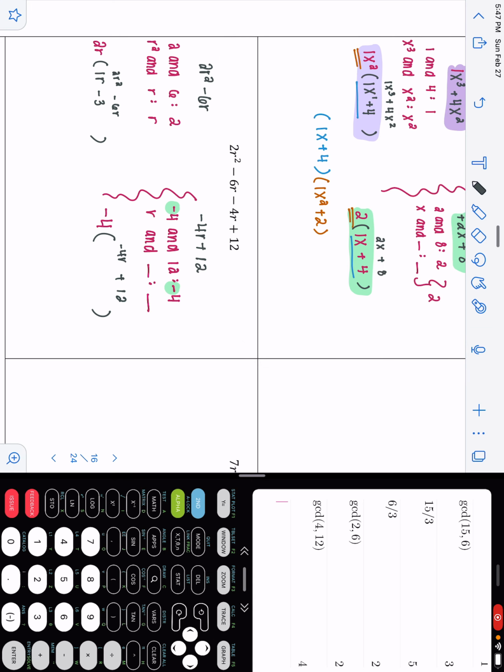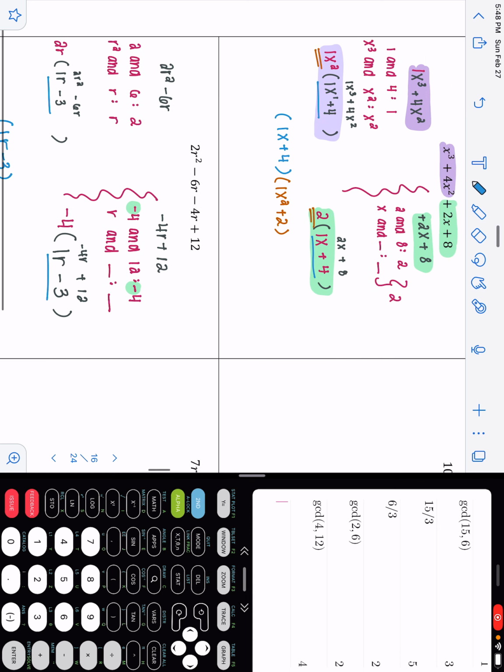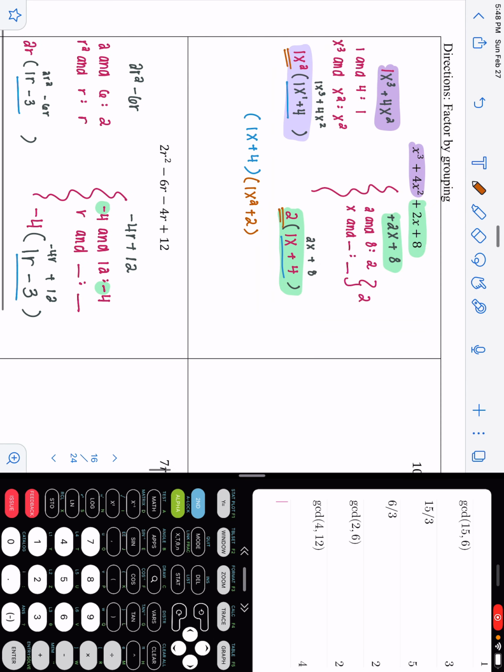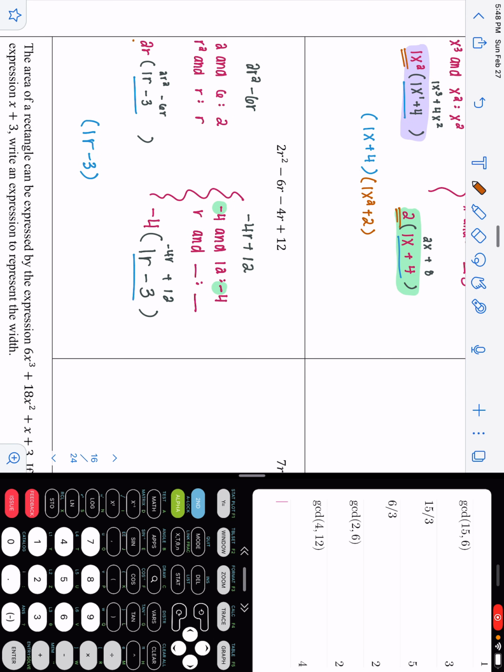All right, I have negative 4 divided by negative 4 is a positive 1. There's nothing to divide the r by, so let's bring that down. Positive 12 divided by negative 4 is negative 3. Ask yourself, how do I know I'm on the right track right now? I know I'm on the right track because inside the parentheses are exactly the same. So I have 1r minus 3. And can you figure out the other factor? The other factor is 2r minus 4.